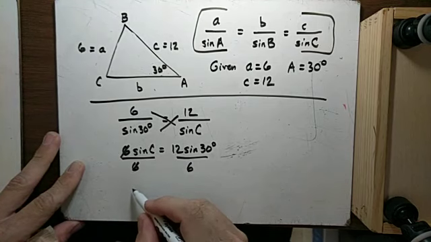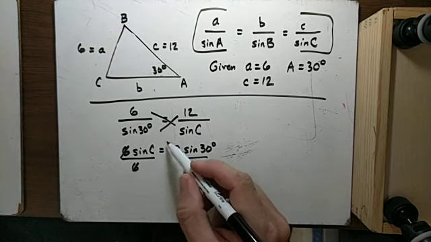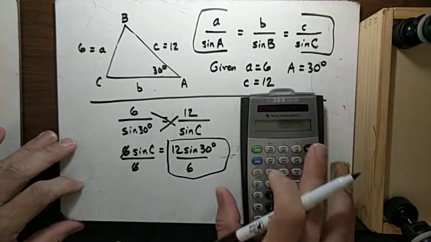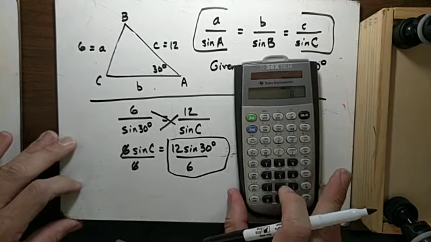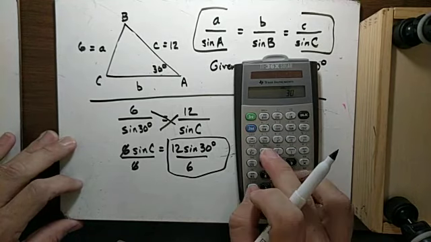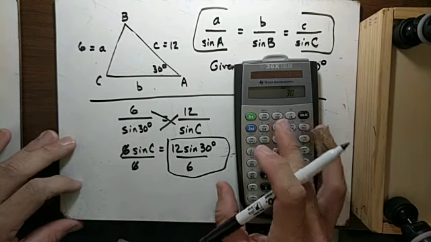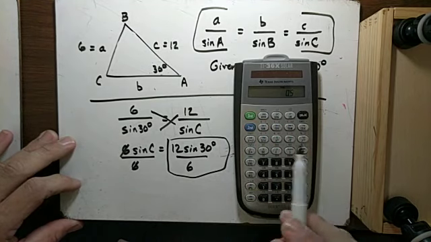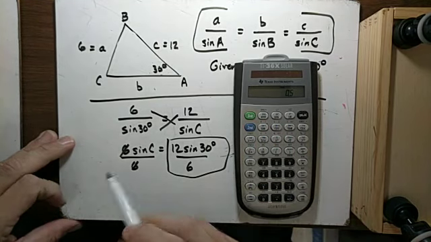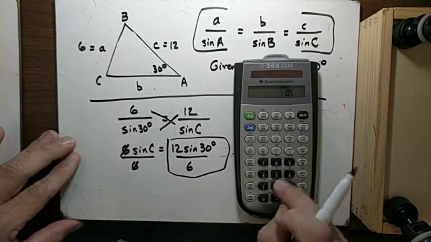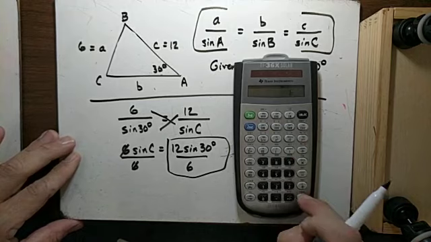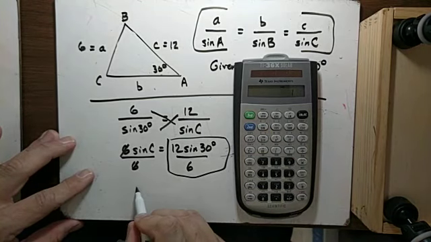So what we're going to do is put all this in the calculator. Let's see, we're going to do the sine of 30 degrees. If you remember this from the unit circle, then you are awesome. It's 0.5, which is 1/2, right? So on the unit circle, the sine of 30 degrees is 1/2. We're going to multiply that by 12 and then divide that by 6. And we get exactly 1.